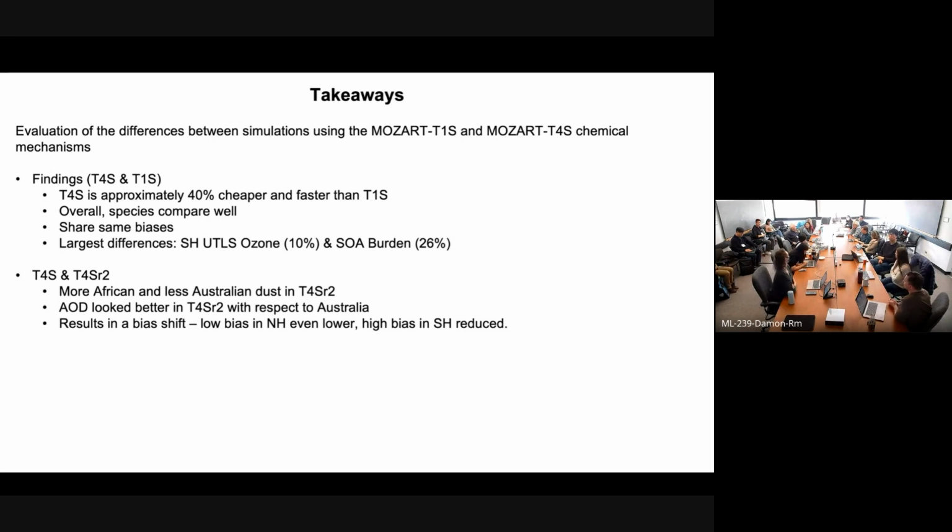Are you running nudged? So he's not, he's interactive. Free running is more expensive because it's interactive. Okay. Spectral element versus finite volume, right? Yes, that's the dycore difference. Finite volume, yes. So we have to move on. Okay, let's move on. Maybe you can talk more about it afterward.